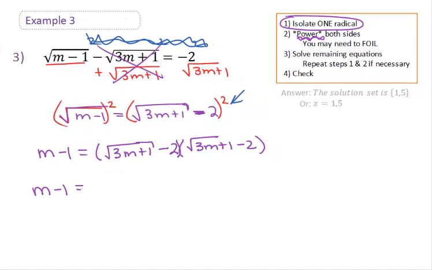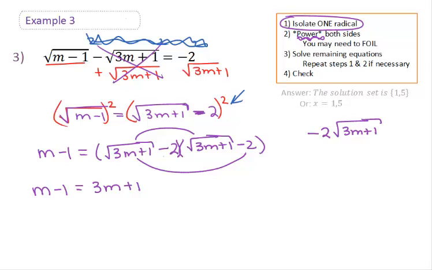So, copying down my left. Now FOILing my right. First, anytime I have an exact root multiplied by itself, the roots cancel out, and that gives you what you have on the inside, which is 3m plus 1. Now, outside gives me a negative 2 times the square root of 3m plus 1. The inside gives me a negative 2 times the square root of 3m plus 1. These are like terms. I can add them. Just add the coefficients in front, and that gives you negative 4 times the square root of 3m plus 1. So that's what we put over here.